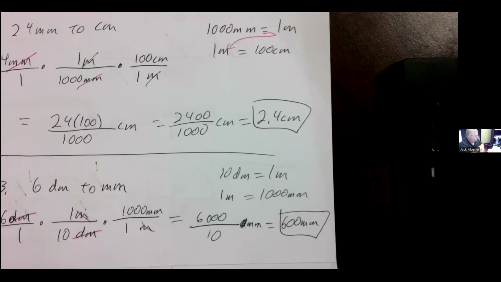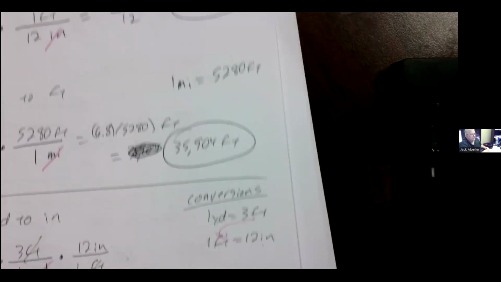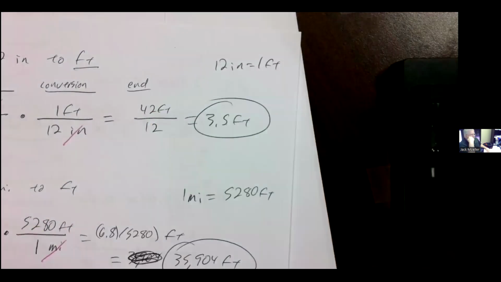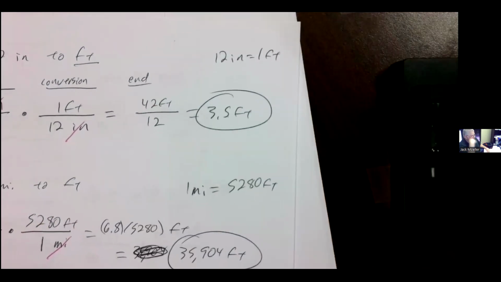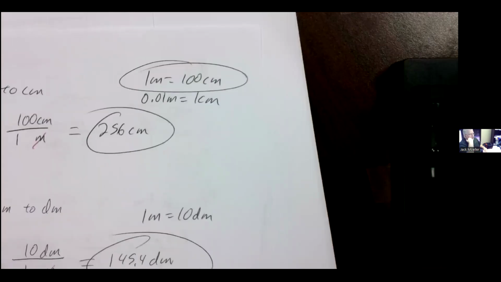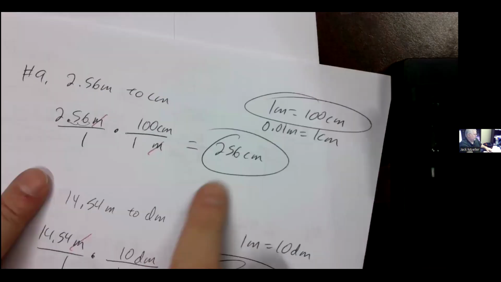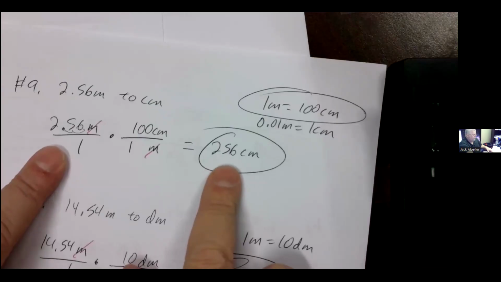Okay. So this is metric to metric. The only difference between metric to metric and English to English is that English to English has the messier conversions. With metric to metric, the conversions are always powers of 10. It's 10 of something, 100 of something, 1,000 of something, and that's it. So you're basically just moving the decimal when you multiply and divide by powers of 10.